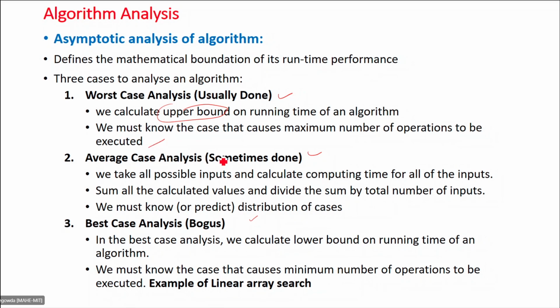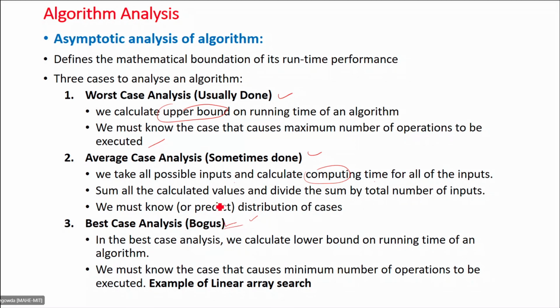The average case analysis is sometimes done, but it is not regularly considered for analyzing the algorithm. We take all possible inputs and calculate the running time of the algorithm for all the inputs, the sum of all is calculated, and finally we find the average value. The next one is the best case analysis, but this is nothing but a bogus value.